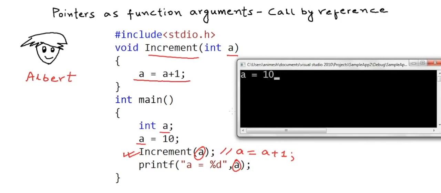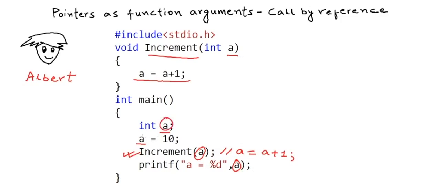Now Albert does not understand why this is happening. He has declared a variable a, and then he has initialized this variable to 10, and then he is passing the same a to the function increment, and the same a is being incremented by 1 in this function. So why the value of a being printed is not 11? Why is it 10?